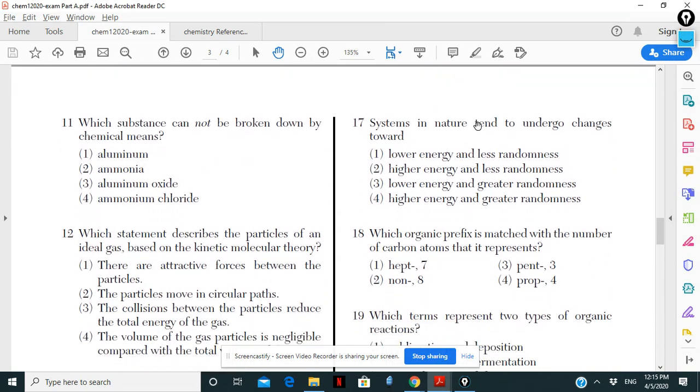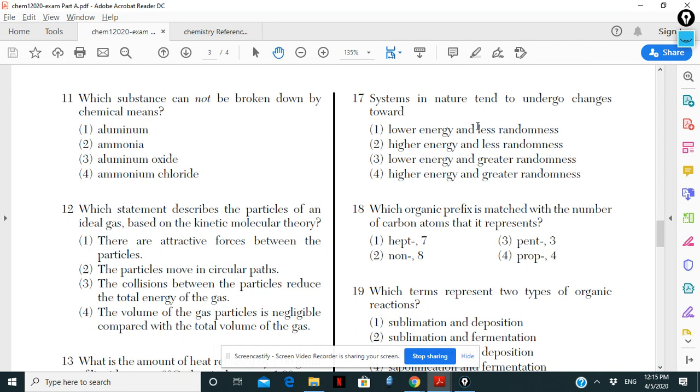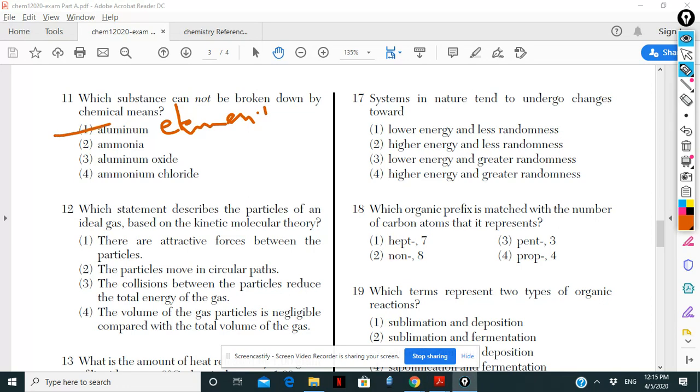Question number 11. Which substance can be broken down? So let's talk about everyone. That's an element, so you can't break an element down. So the answer is 1. Ammonium is a polyatomic ion, so you can break it down. Aluminum oxide is a compound, you can break it down. Ammonium chloride is a compound and you can break it down also.